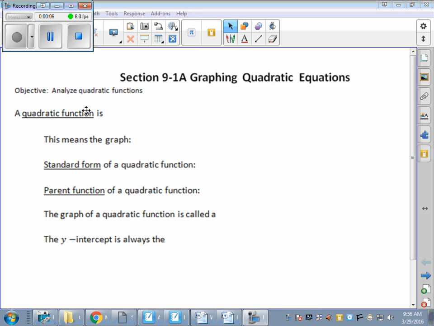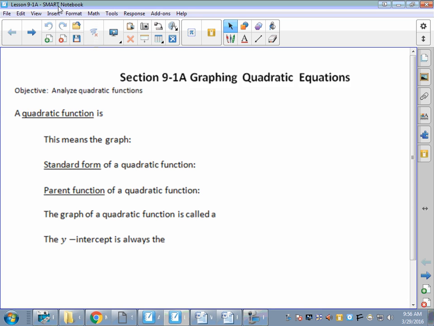We're going to start talking about quadratic equations and how to solve them, and the first part of solving them is talking about graphing. So we got a lot of terminology in section 9.1, so I'm actually going to split it into a couple days. The first day is just going to talk about how to graph them and what they are, and then 9.1b is going to talk about actually putting them on a graph.